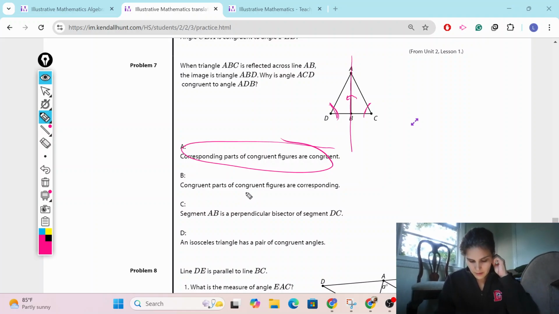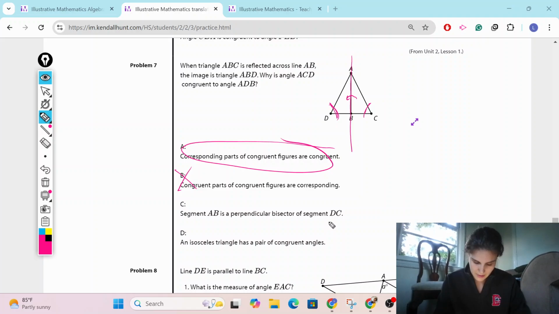Let's see. Congruent parts of congruent figures are corresponding. They keep on putting this as an answer choice. It doesn't actually make sense to me. It's not congruent parts of congruent figures are corresponding. It's corresponding parts of congruent figures are congruent. So be careful about that when you have these answer choices.